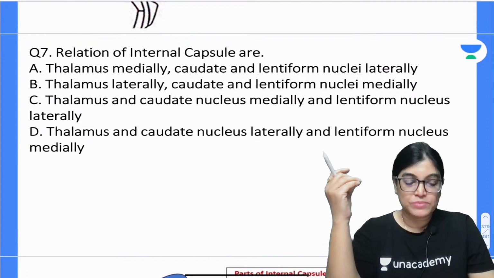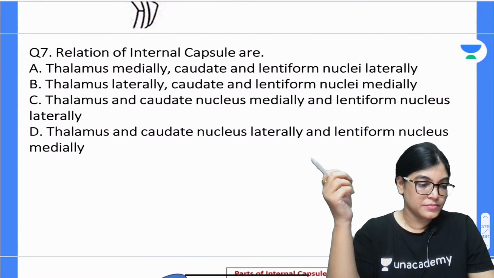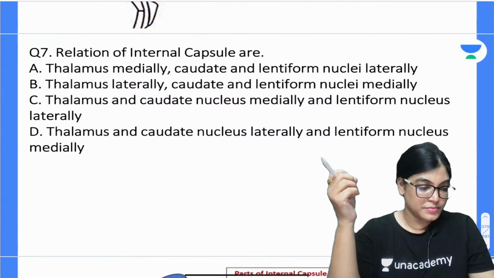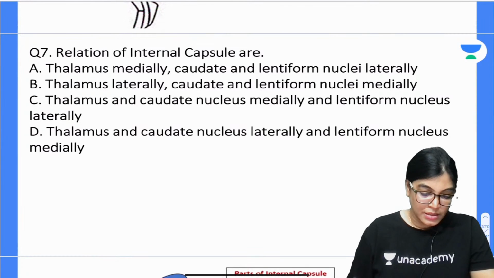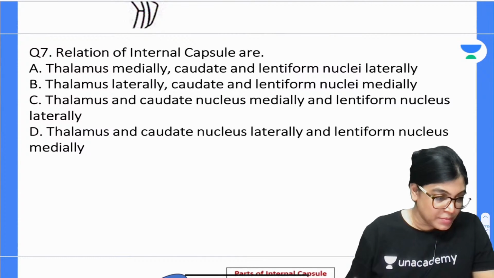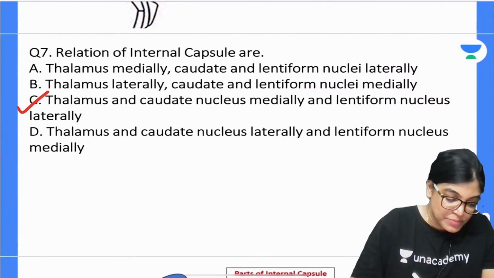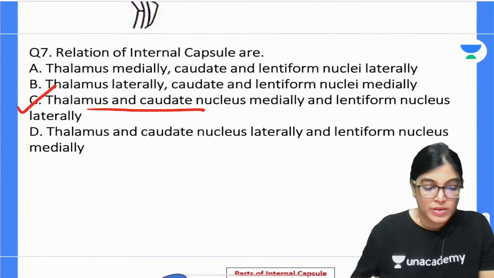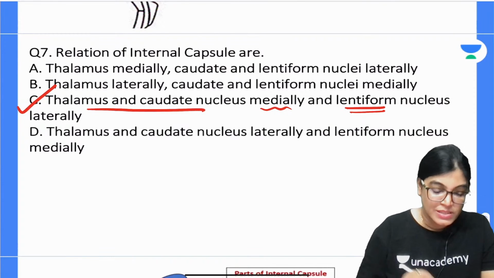Relations of internal capsules are... so yes, answers are coming up. So Joseph has told C: thalamus, caudate nucleus medially and lentiform nucleus laterally. So absolutely right. Yes, thalamus and caudate nucleus are lying medially, and we have got L for lateral and L for lentiform nucleus which is lying laterally.